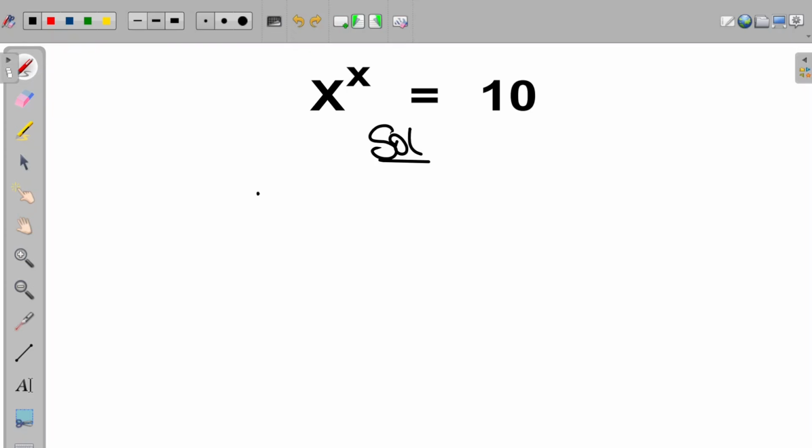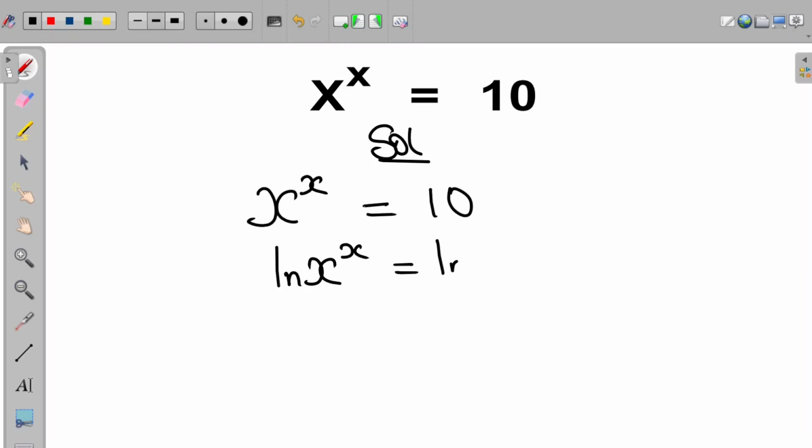So the question says x raised to the power of x is equal to 10. Now, the first operation we carry out here is to take the natural log of both sides. So this becomes ln x raised to the power of x is equal to ln 10.